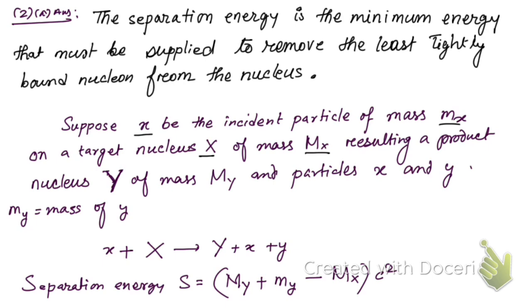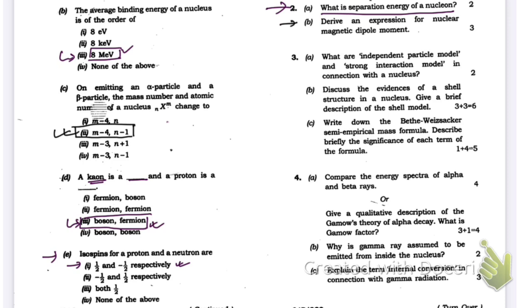Okay, now let's answer the next question. The next question is derive an expression for nuclear magnetic dipole moment. So let me give you the answer. I have already made a video on this topic. Just check the description box, 2b. I have written question number 2b, and then I have provided the link. Just click the link and you will get the video where I have explained this.